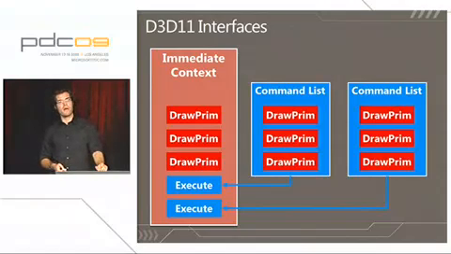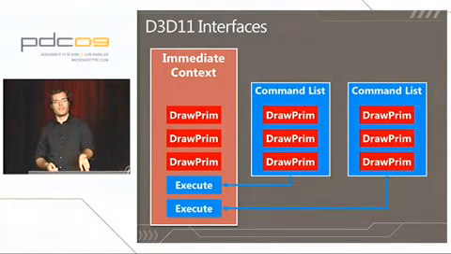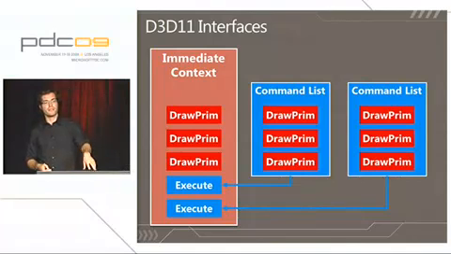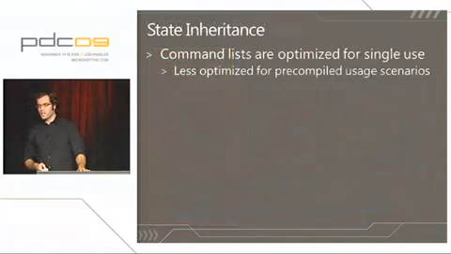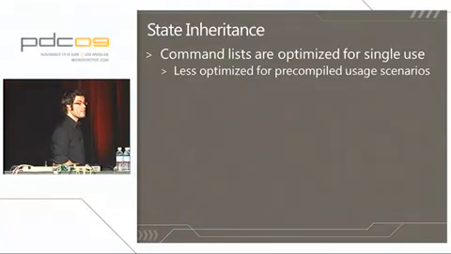I do have to execute everything on the immediate context. But the trade-off is now I've done all that draw primitive work across multiple threads. So you can imagine how this can scale up. As I do more work on each different thread, I'm reducing the amount of execution work I need to do on the immediate context. So this is a big win from a CPU standpoint. A couple notes about exactly how this works, some caveats to make sure you don't shoot yourself in the foot.